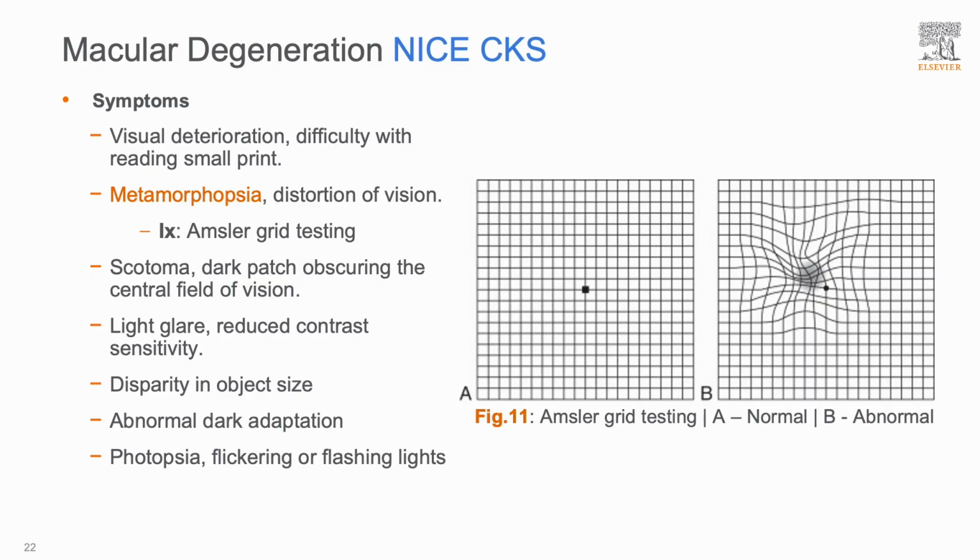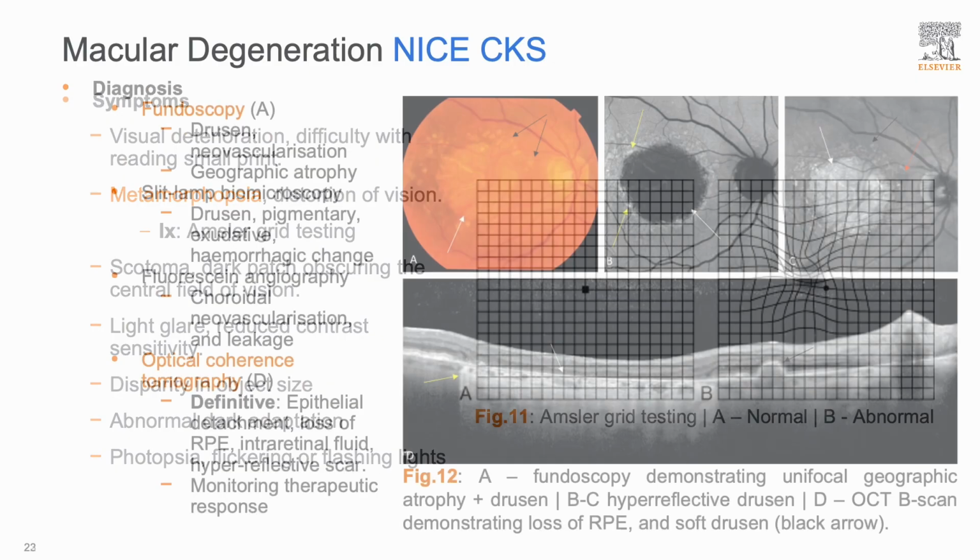A second symptom is light glare and reduced contrast sensitivity, making vision less sharp, especially in bright or low light conditions. The third is disparity in object size, where objects may appear larger or smaller than normal. The fourth, abnormal dark adaptation, leading to difficulty adjusting from bright to dark environments. And finally, the fifth, photopsia, described as flickering or flashing lights, particularly in the presence of neovascular AMD.